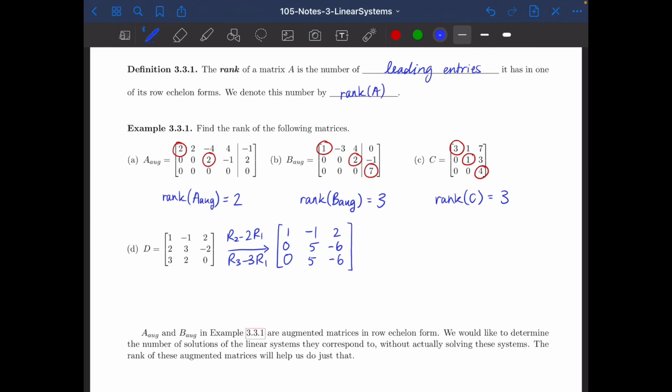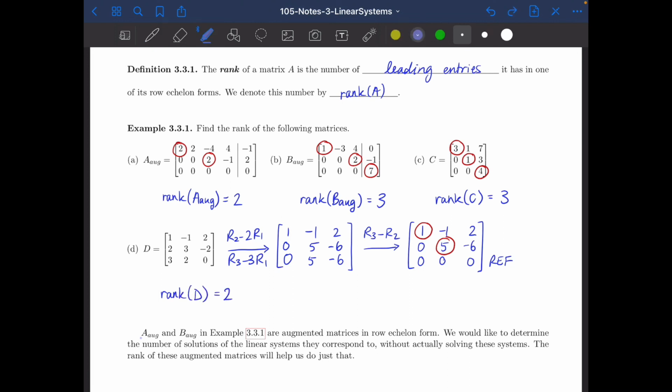So this matrix is not yet in row echelon form, but almost. We can perform the row operation row 3 minus row 2. The first row stays the same, 1, minus 1, 2. The second row stays the same, 0, 5, minus 6. And the third row is a row of zeros. This matrix is in row echelon form. And so now we can find the rank of matrix D by counting the number of leading entries in a row echelon form of matrix D. There are 2 leading entries, and so the rank of D is equal to 2.